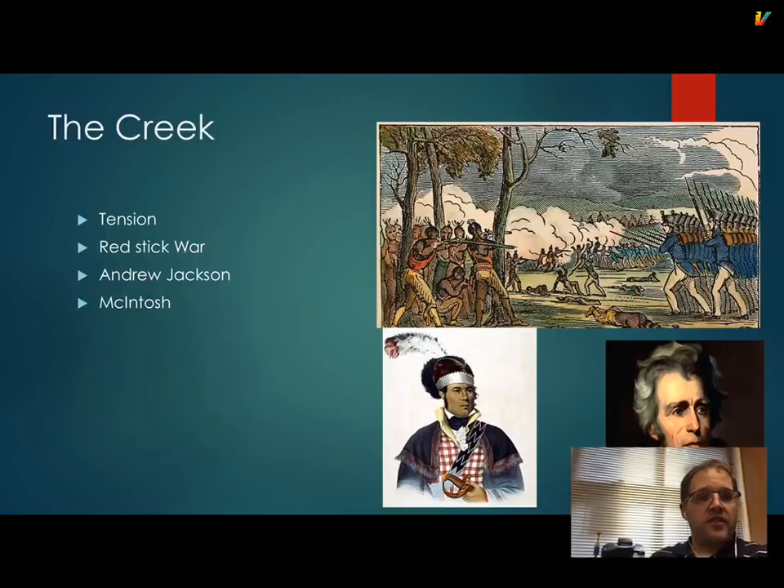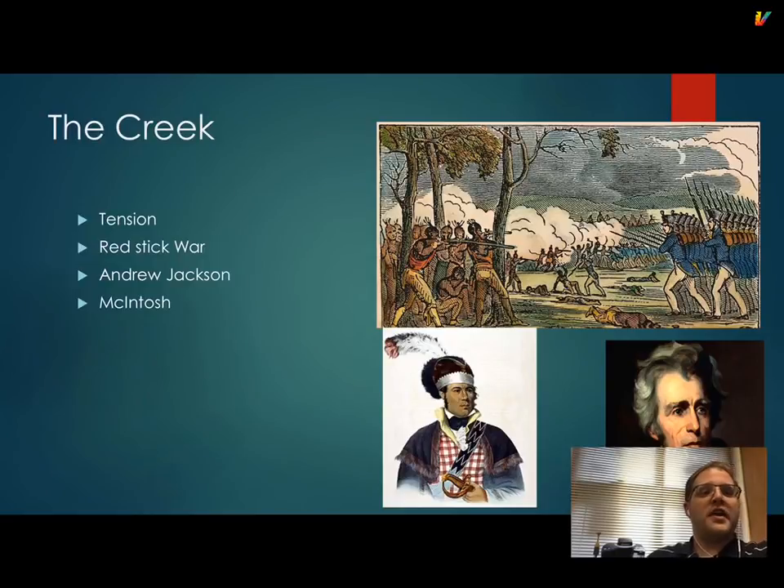All right, the next thing we have is the story of the Creek. Now, for this story, you have to remember that the Creek and the Americans start having tension and anger amongst each other because the Creek sided with the British during the Revolutionary War. And because of that, after the war, the Americans are not going to like them that much.